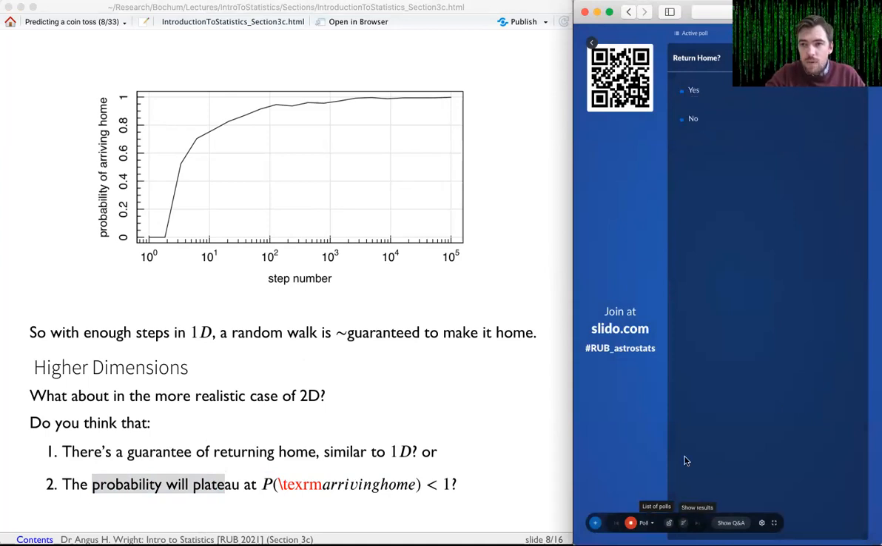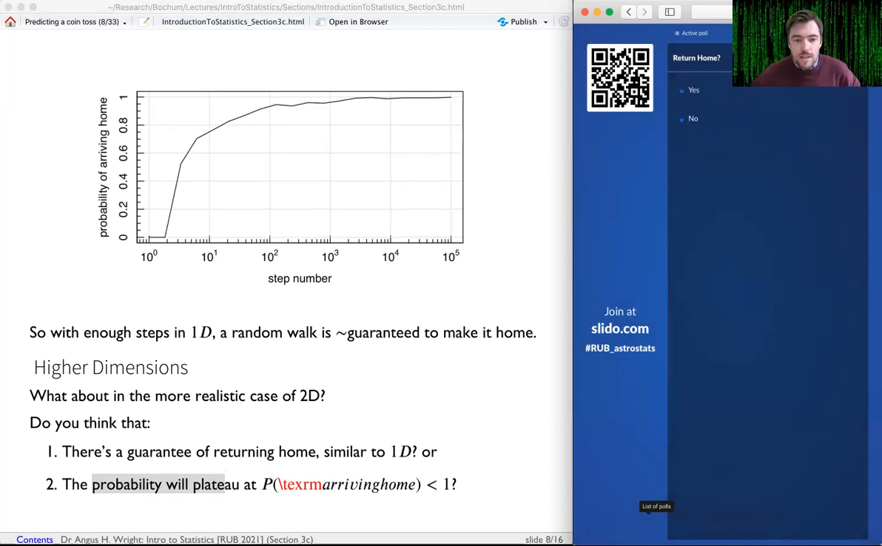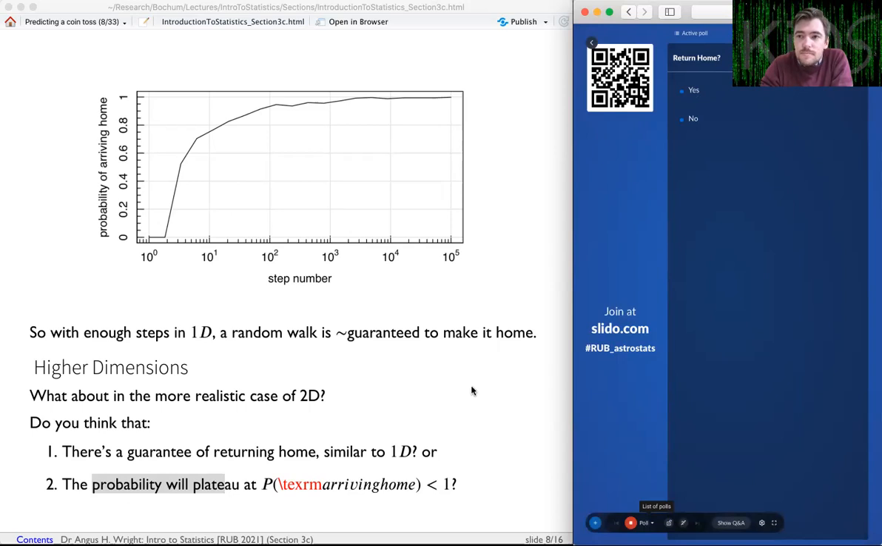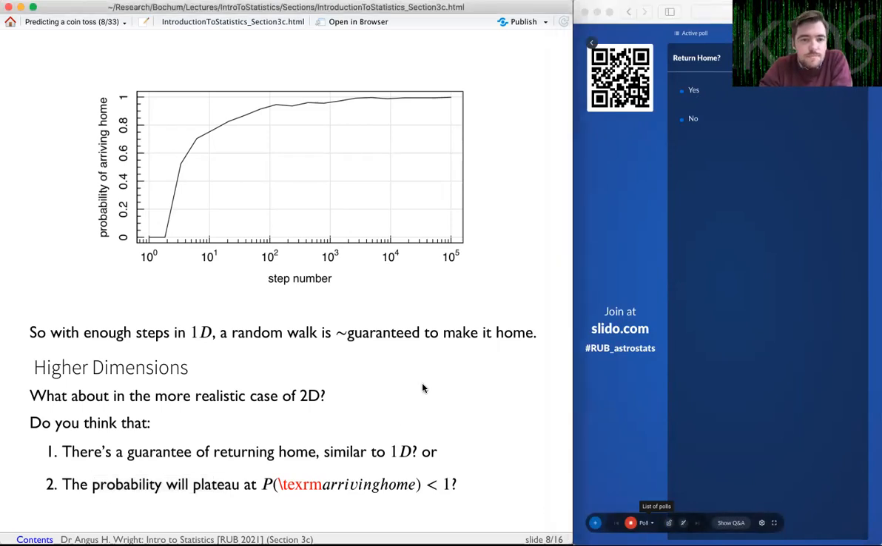So again, I want you to answer this question. In 2 dimensions, do you think there is a guarantee that in an infinite number of steps you will find your house again? Or do you think that there is no guarantee that you will, in 2 dimensions, ever find your house again? So 7. Okay, so we have 8 there. So let's move to the next one.